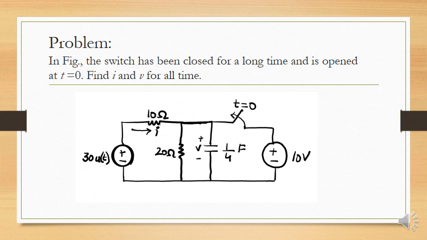Now, the important part of this whole discussion. We have to solve a numerical type question related to this. What is the statement? The statement is, in the figure, the switch has been closed for a long time and is opened at t equals 0. At time t equals 0, this switch will get open, right? This part of the circuit will get open. Find i and v for all times.